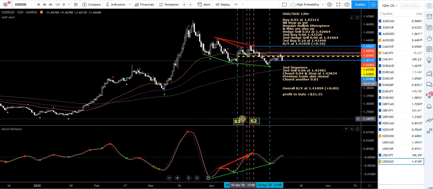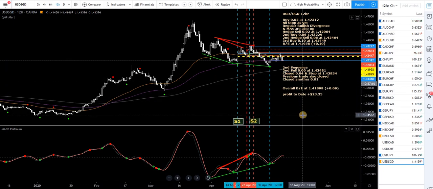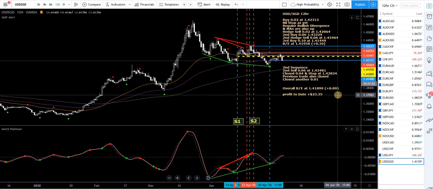So at the moment, just got the sequence 1, sequence 2 on as per my notes. So that's it for the 12-hour chart scores. Friday, I think it's non-farm payrolls day today, so be careful there. And Canadian, obviously, employment numbers also, and I'm not sure what else has happened.